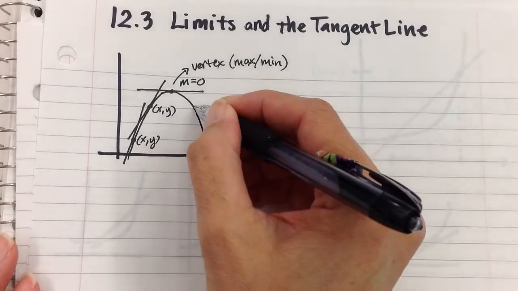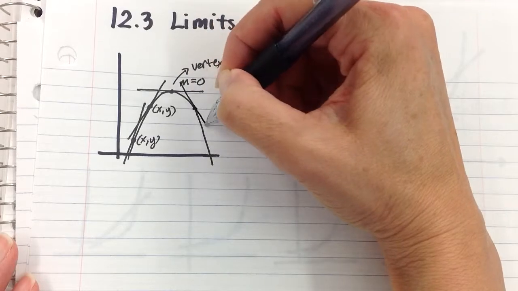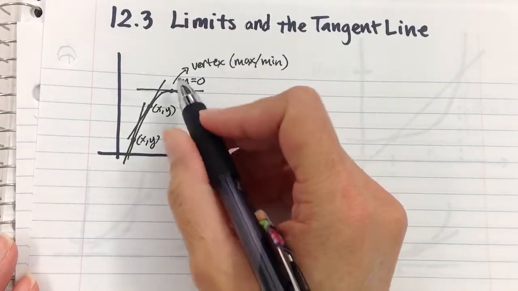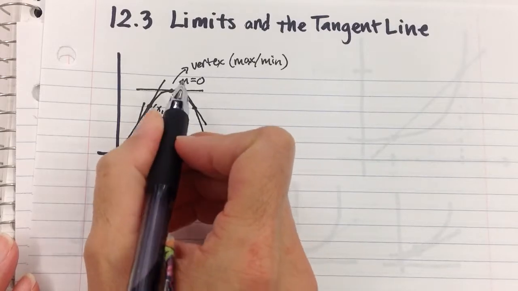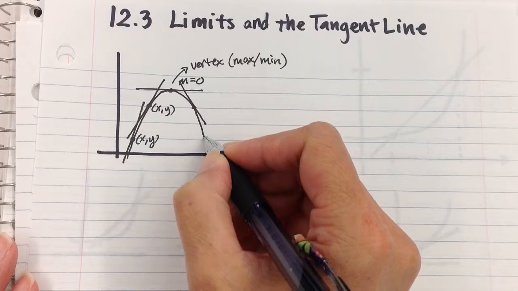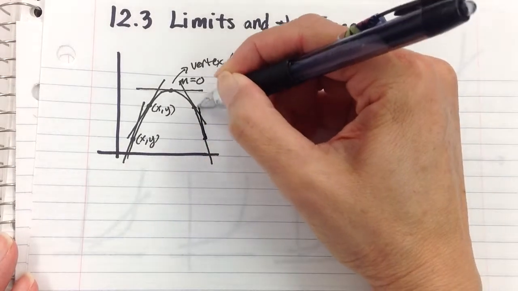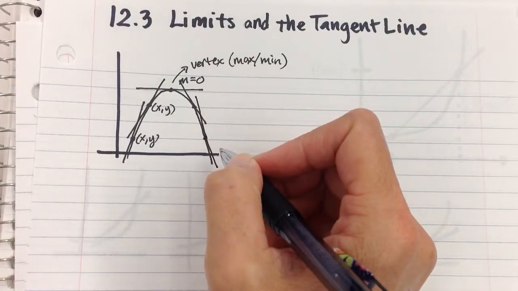Now if I come around here and I pick a point over here and I draw a tangent line to it, it's going to go like this. Now my slope is going to be what kind of number over here? It's a negative slope, right? If I pick a point over here, am I going to get a positive or a negative slope? Negative, and it's even steeper, right?